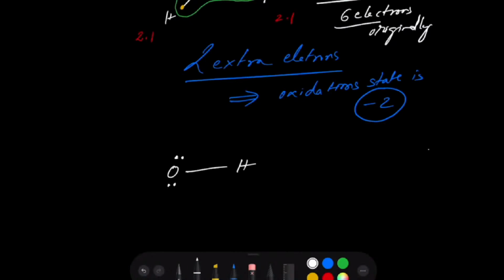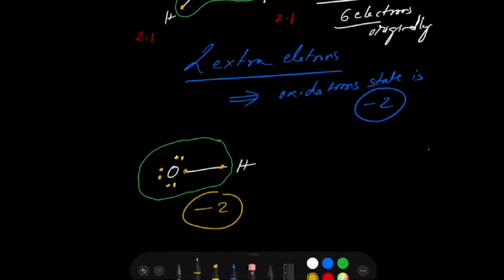So this has 3 electrons. Now I do the partition. Okay, so who will take the electrons? Oxygen will take the electrons. Now count total number of electrons on oxygen: 1, 2, 3, 4, 5, 6, 7, 8. Okay, so what is the oxidation state of oxygen here? Again -2, because it has 8 electrons. It is supposed to have 6. So in OH minus also, oxygen has oxidation state of -2.